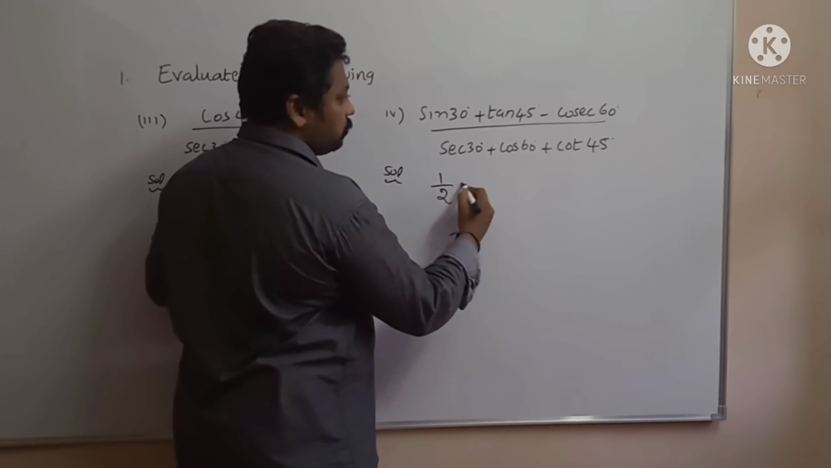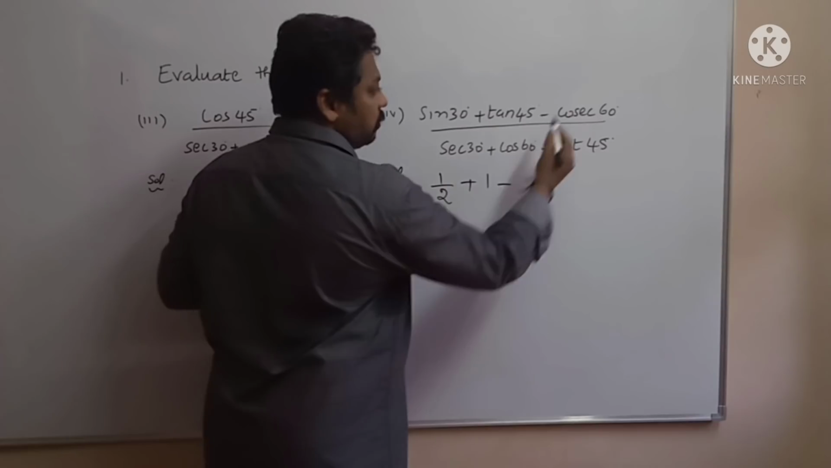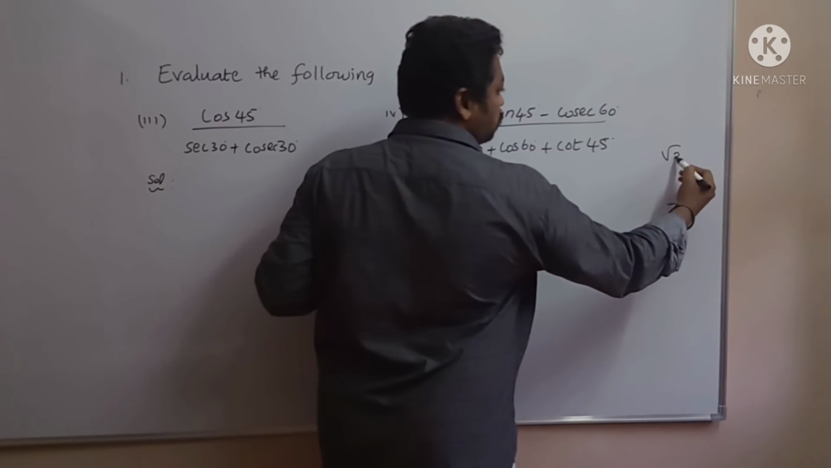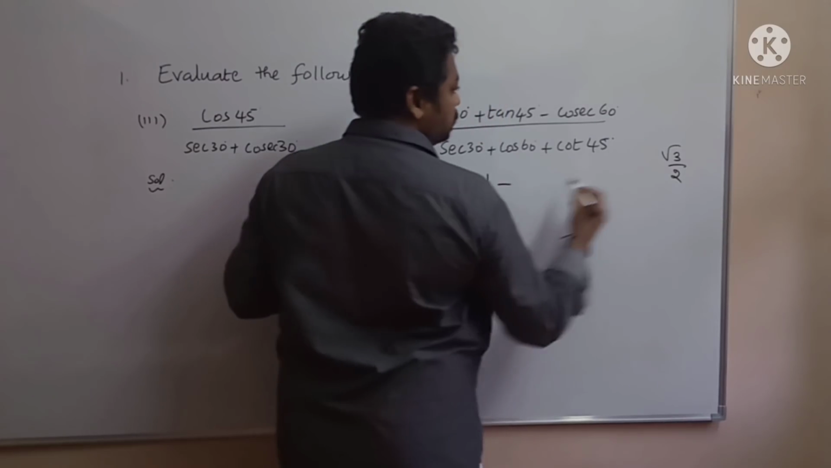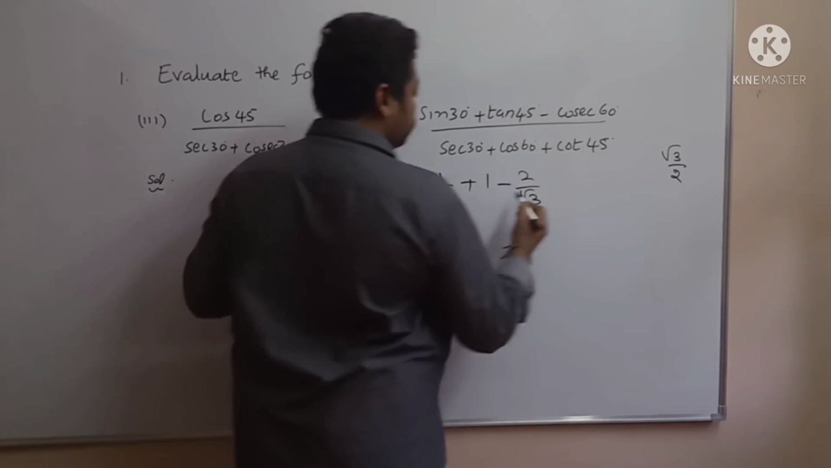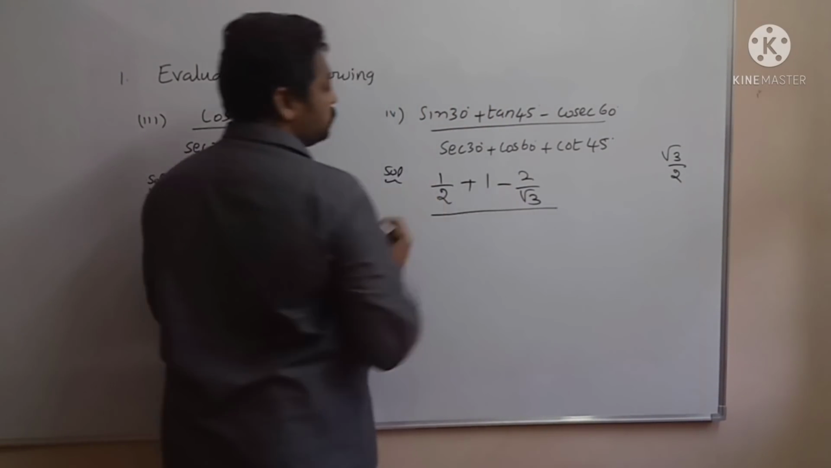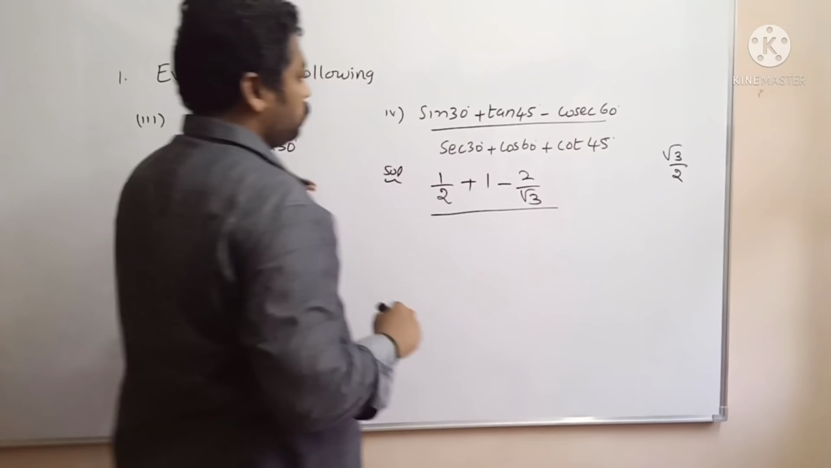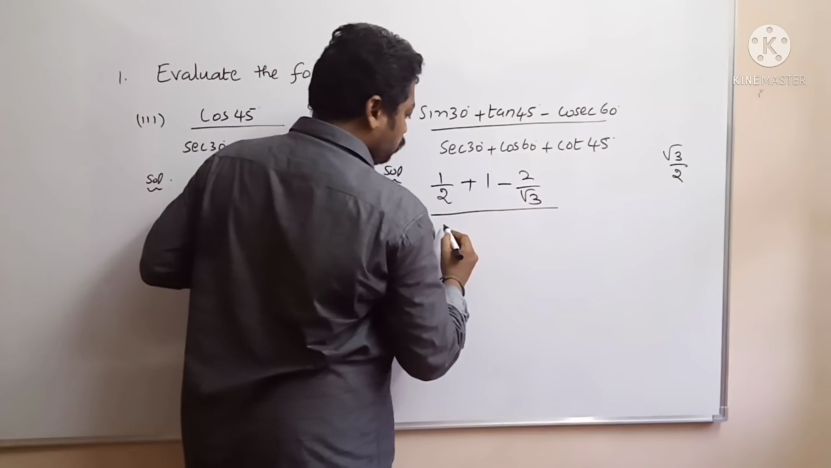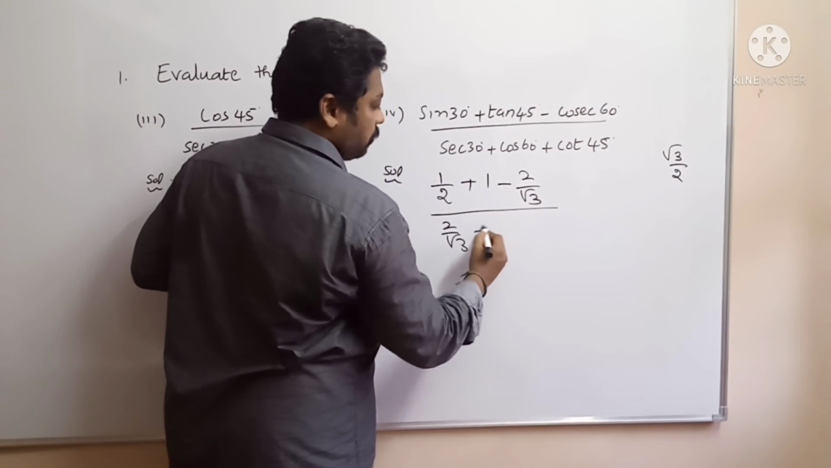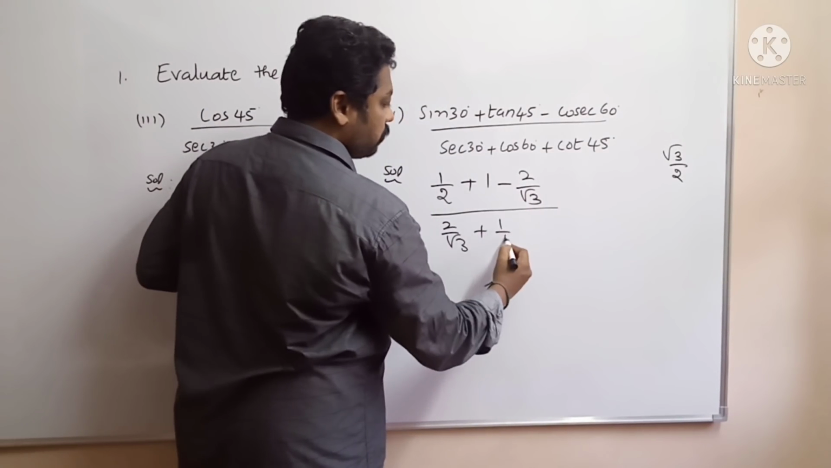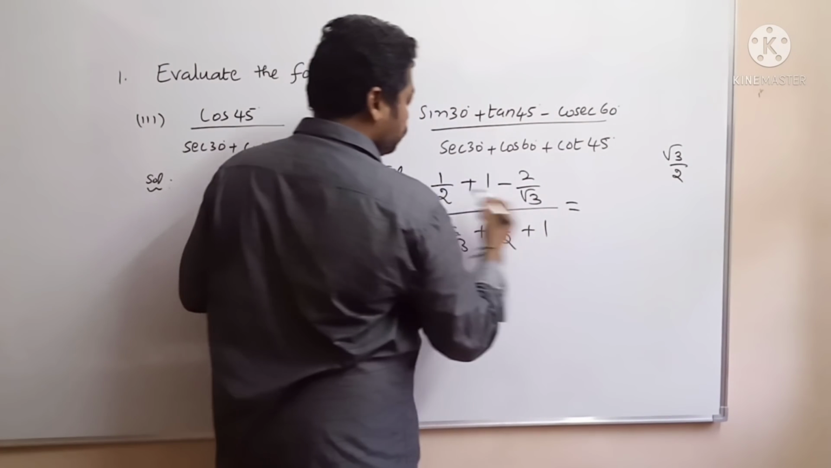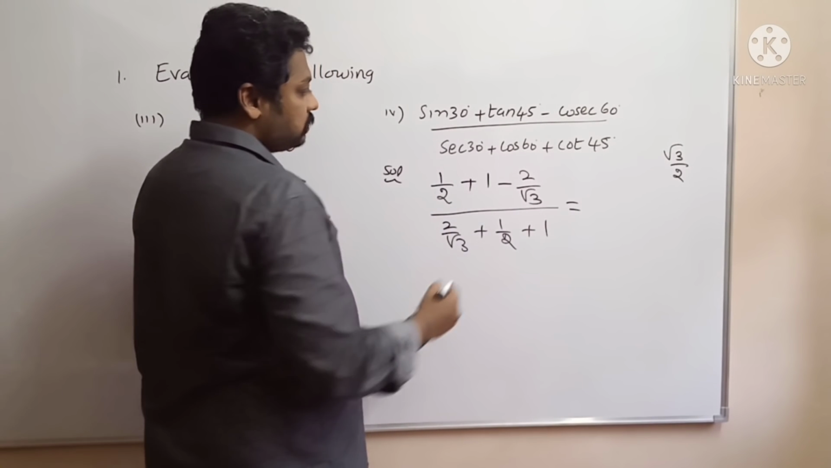It is 1 by 2, tan 45 is 1. Cosecant 60 is the reciprocal of sin 60, and sin 60 is root 3 by 2, so cosecant 60 is 2 by root 3, whole divided by secant 30. Secant 30 is 1 by cos 30, and cos 30 is sin 60, so secant 30 is 2 by root 3. Plus cos 60, which is sin 30, 1 by 2, plus cot 45, which is 1. So that is equal to 1 by 2 plus 1, it is 3 by 2.